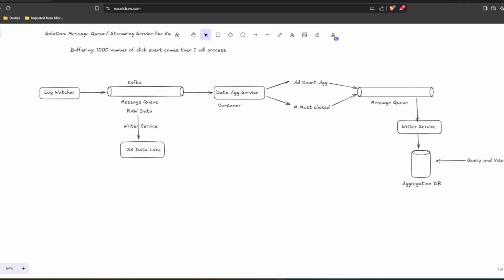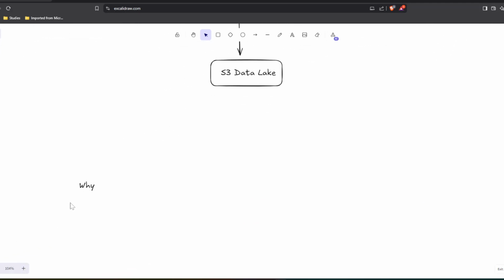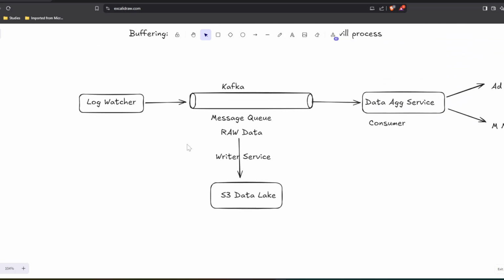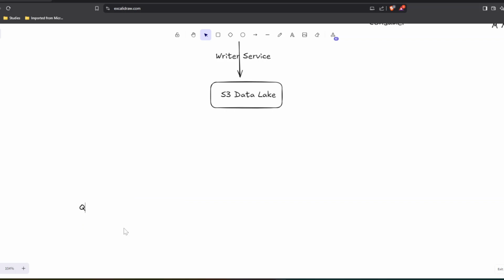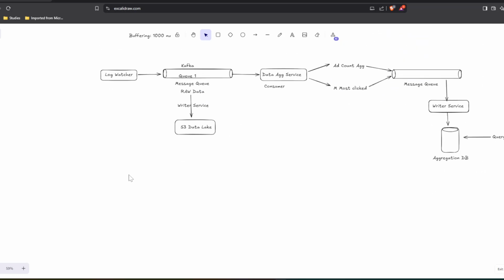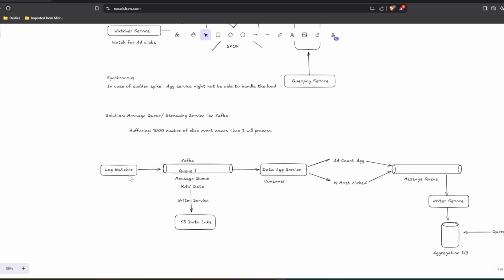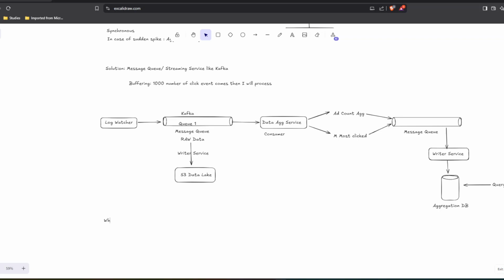First of all, just a question to you: why two message queues? We have to see the message queue one that we have used. If you just name it q1, so why two message queues? Let's discuss this. This is going to be an interesting discussion.